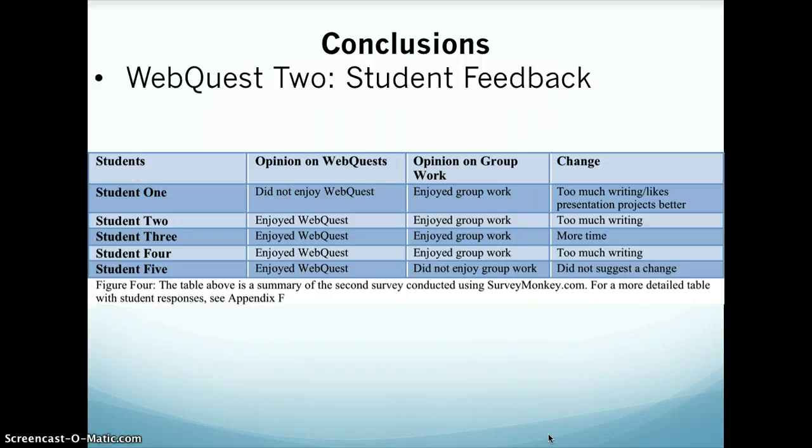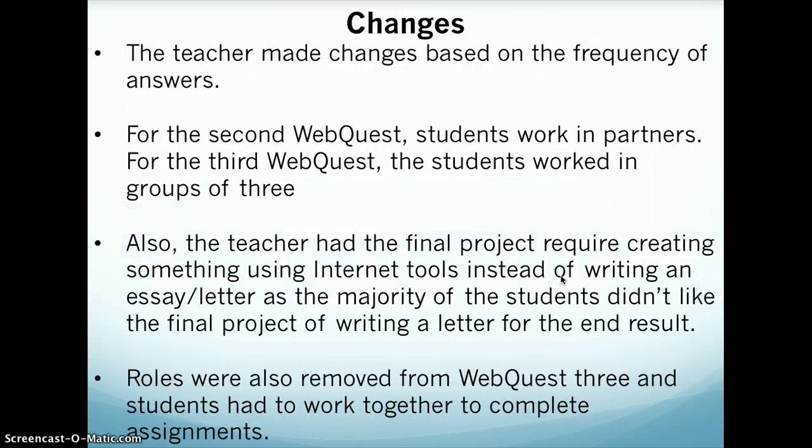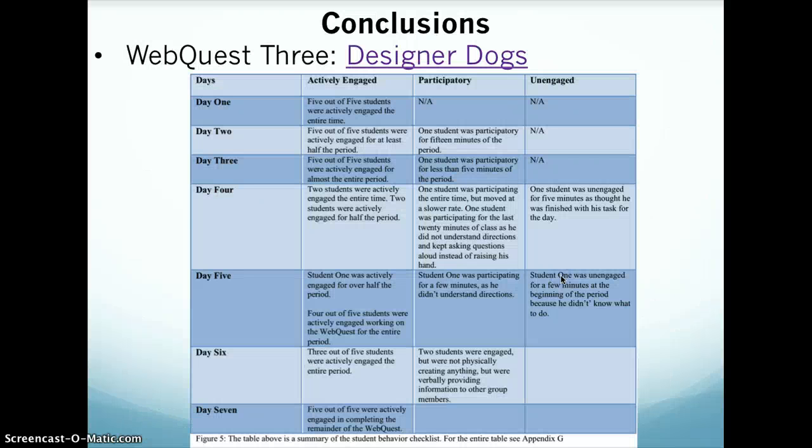Again, I still had 1 person that didn't enjoy the WebQuest and 1 person that didn't like the group work. And lastly, another person had some suggestions of changes. The changes this time would be that students would work in groups of 3 instead of partners. And then the final project would require something using the internet rather than writing, because I had a lot of students that did not like the writing. And again, I removed the roles.